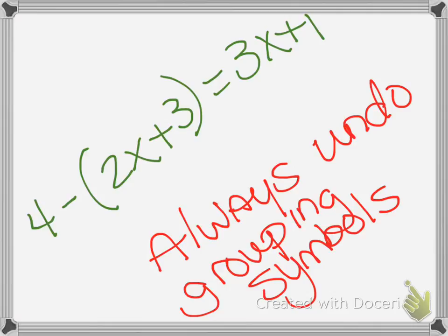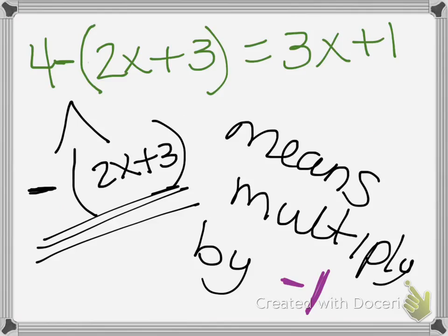And this one is 4 minus the quantity 2x plus 3 equals 3x plus 1. You notice here that there's a note. That note says always undo grouping symbols. When we look at the minus 2x plus 3, that means that we actually are multiplying the 2x plus 3 by negative 1.